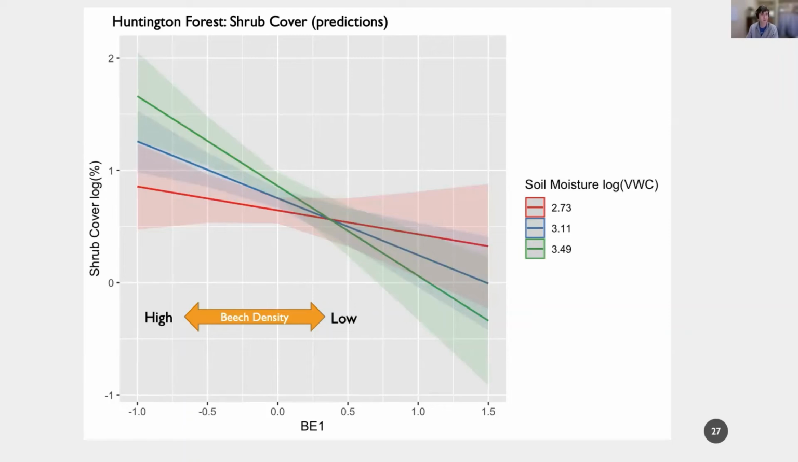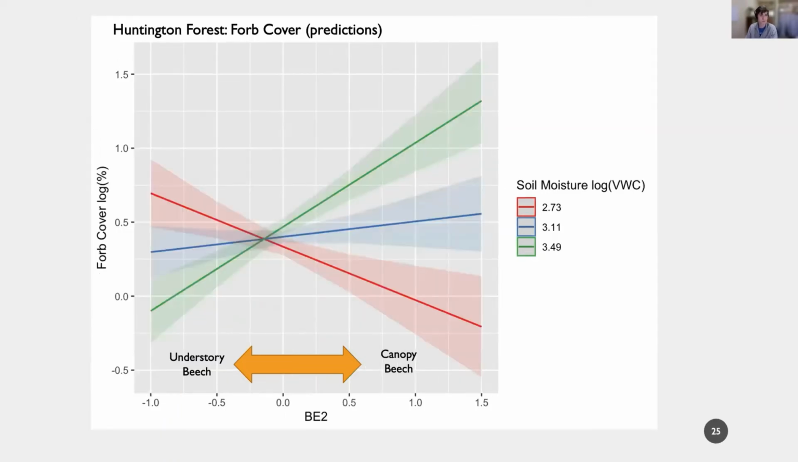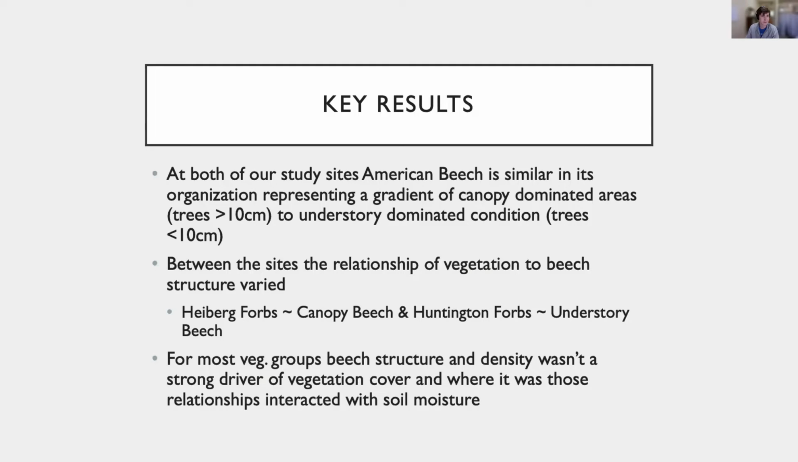And they were similar in their relationships, where understory beech had lower cover of vegetation. It's kind of backwards because the two sites have different directions. And that's our key results, which I just went over.